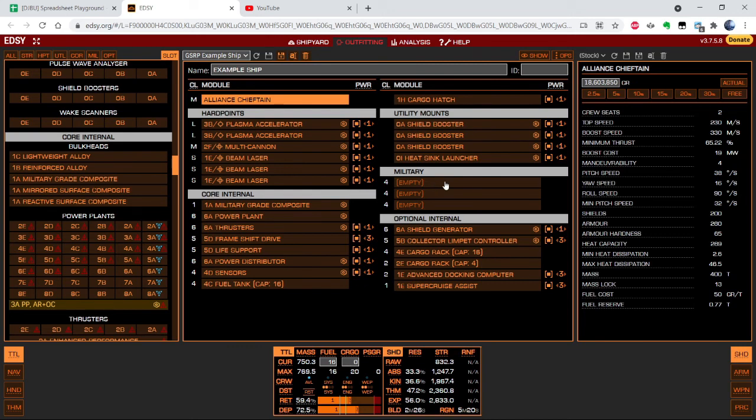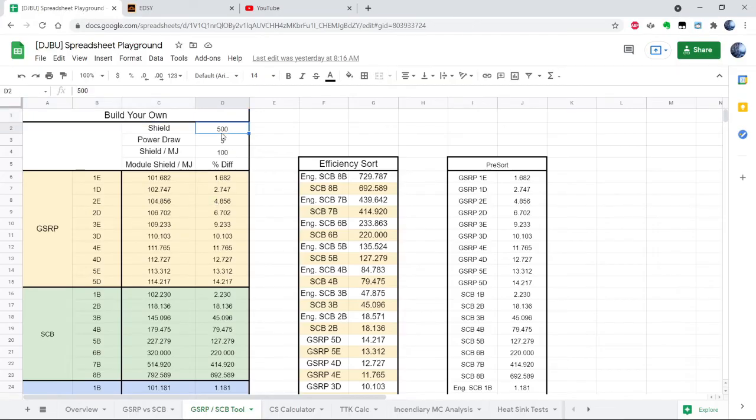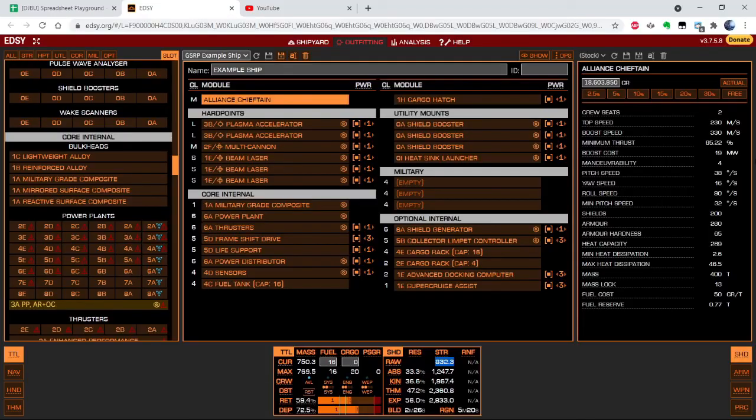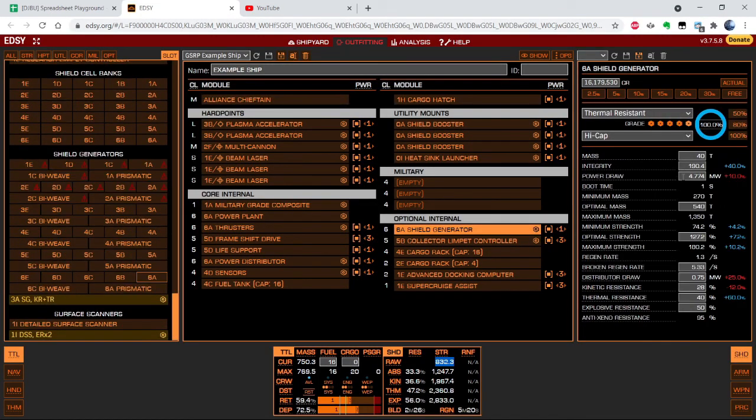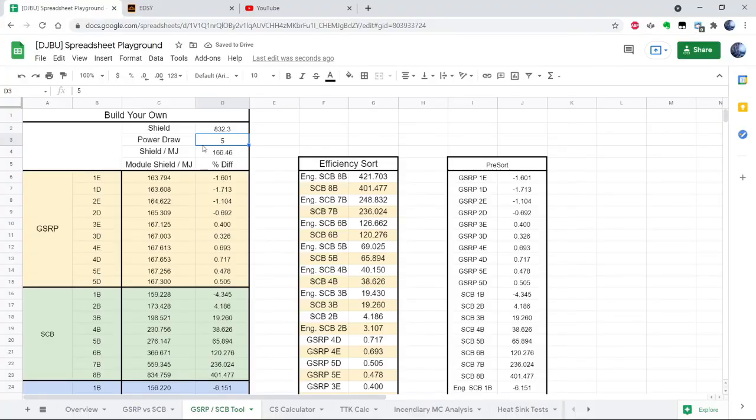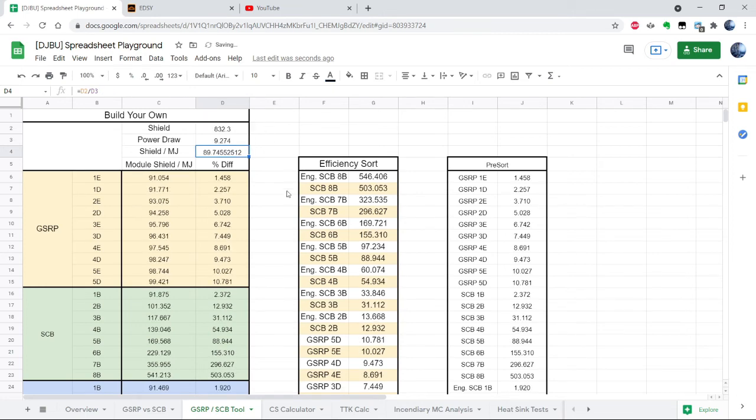Step 2. Input your values for your shield into the tool. Now just look at the bottom. Grab your raw shield value, power draw, stick it in. Ours is 832.3 divided by 4.774 plus the 4.5 for the shield boosters. So here, copy, paste. Step 3, question mark, question mark, question mark. Step 4, profit. Basically, I've got a function up here that just sorts based on what's most efficient.